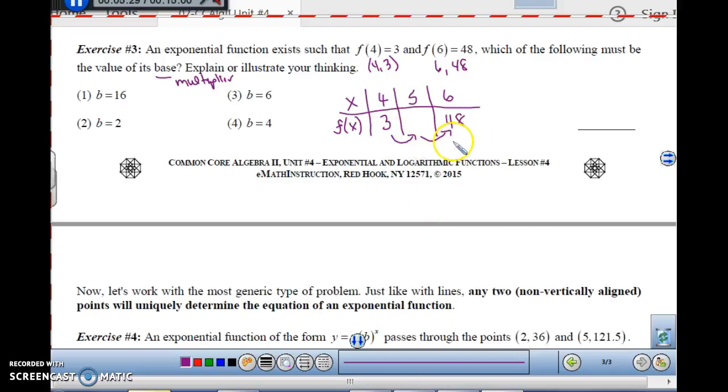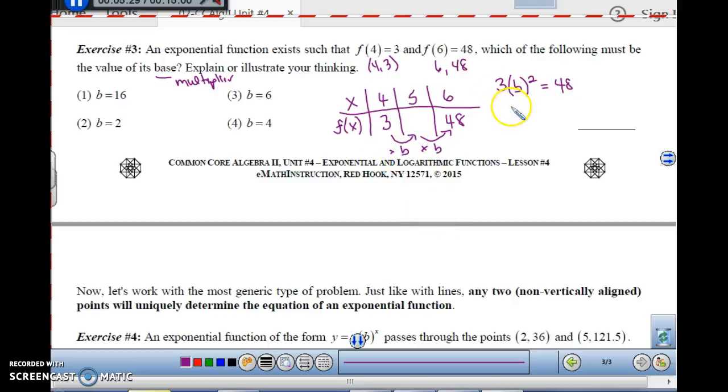How many times did we have to multiply something to get to 48? Well, we had to multiply twice, whatever b was. So we started at 3. We multiplied by b twice. Isn't that b squared? And we ended up with 48. So we multiplied by b times b, which would be b squared.